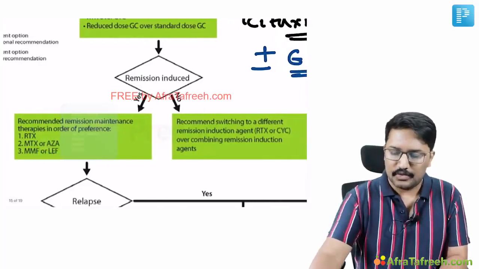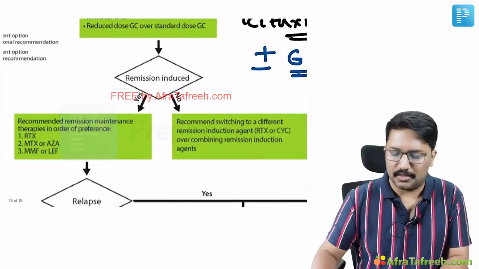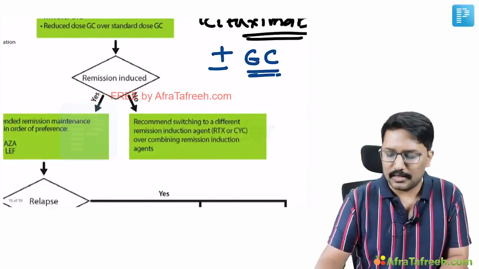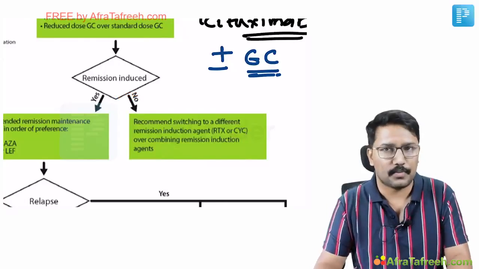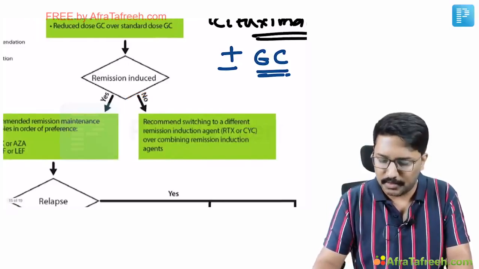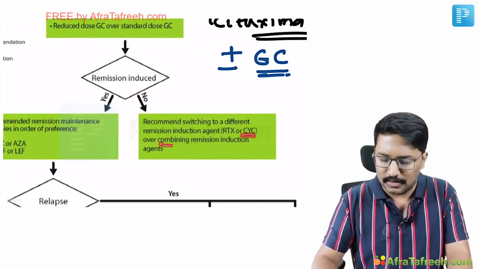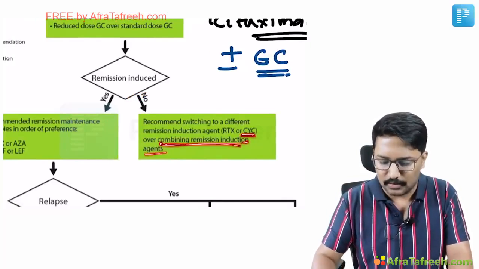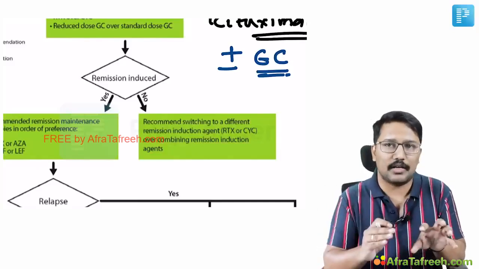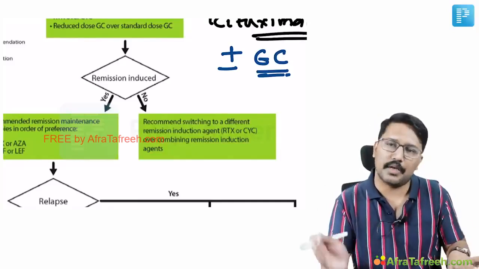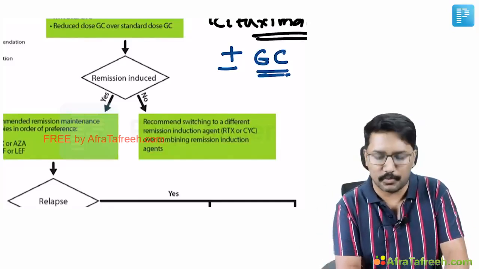If rituximab fails to achieve remission, what can we do? In that case, we can switch over to cyclophosphamide. Again, please note the recommendation is to switch over, not to combine the two agents. Like, you started with rituximab and it is not helping. Don't just add cyclophosphamide. Take out the rituximab and add cyclophosphamide. That is going to be our approach.